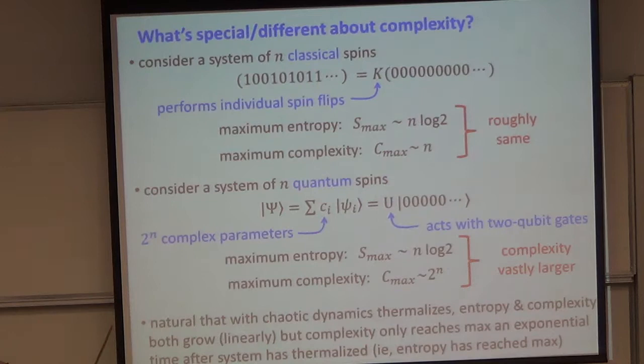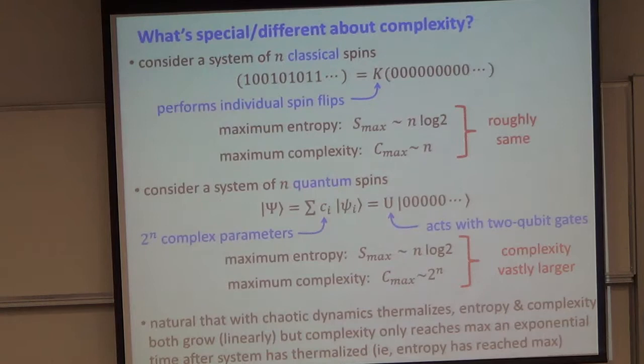I'll say the words anyway and you can ask a question, because there are caveats here, but if I ask what the maximum complexity is, I'll find that if I have n bits, I get some number that's order n, because I'm going to flip some number of bits in a generic state.